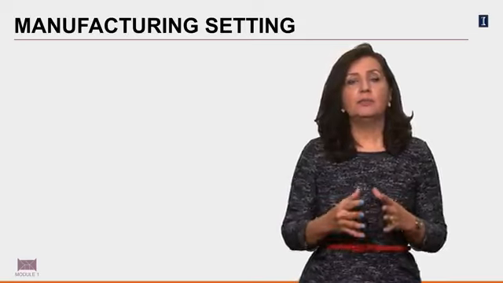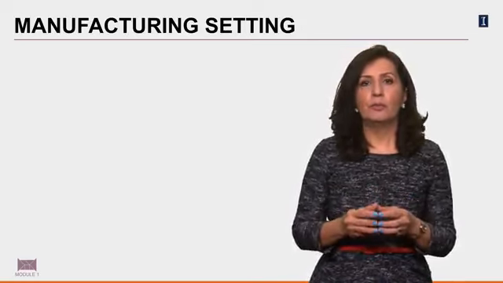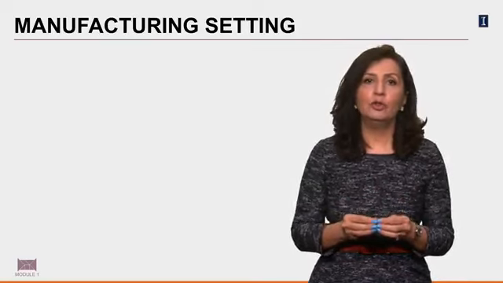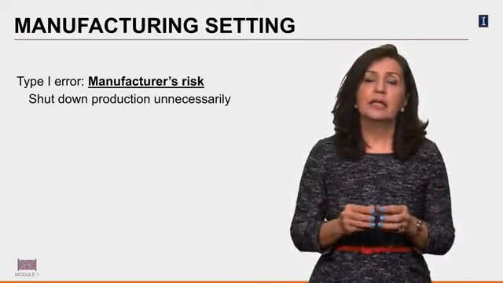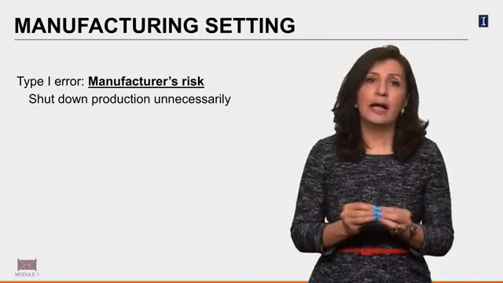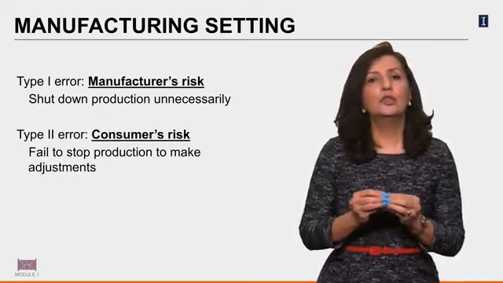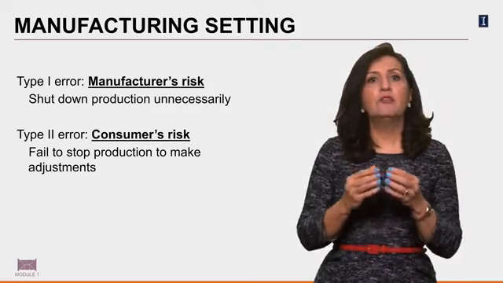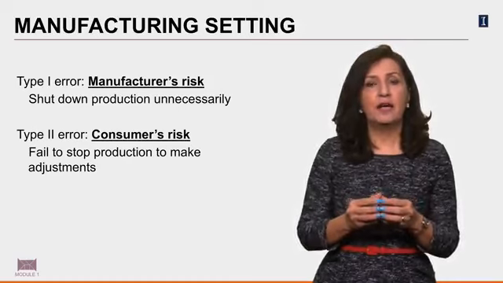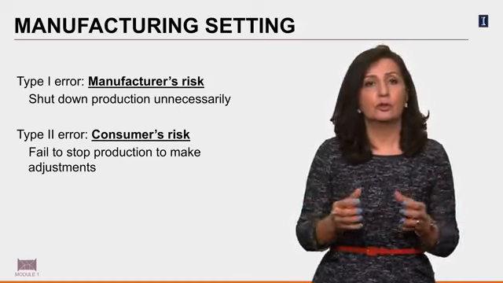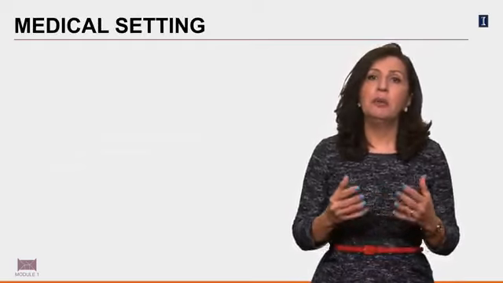In different settings, the probability that we can make a mistake is called different things. For example, in manufacturing and quality control, type 1 error is referred to as manufacturer's risk. This is when a production line is shut down unnecessarily. Type 2 error is known as the consumer's risk. This is when they fail to stop a production line that really needs adjustments and defective products are passed on to the consumers. We also refer to these errors differently in medical setting.